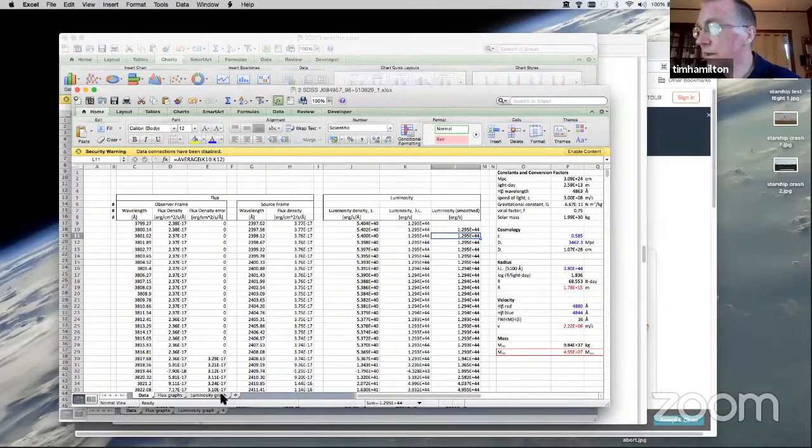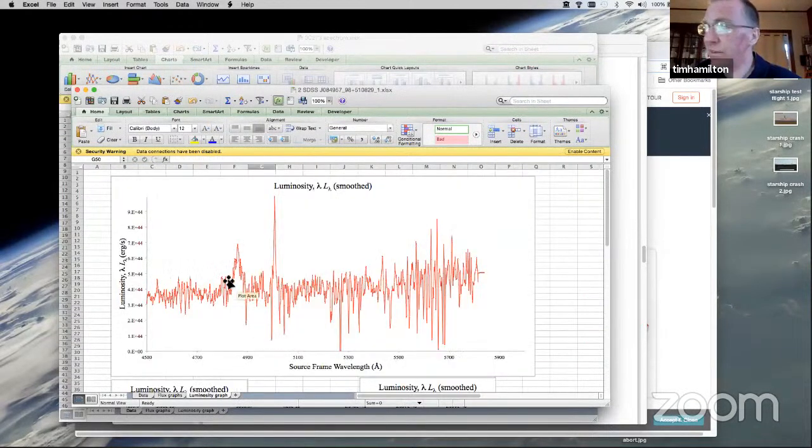And when you do that, it does smooth it out. This was much worse before I did it. Here's the H beta line, and the continuum is right there. Okay, that's a rough one to do.